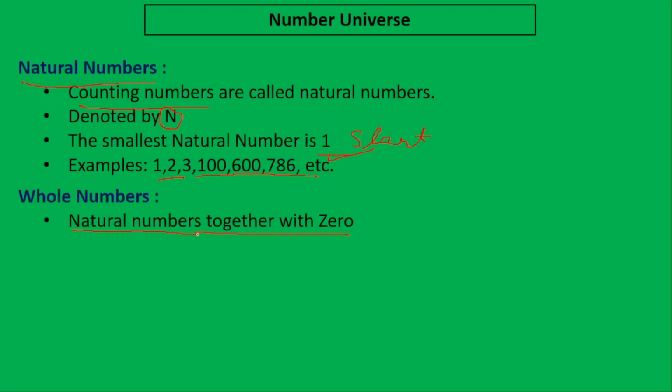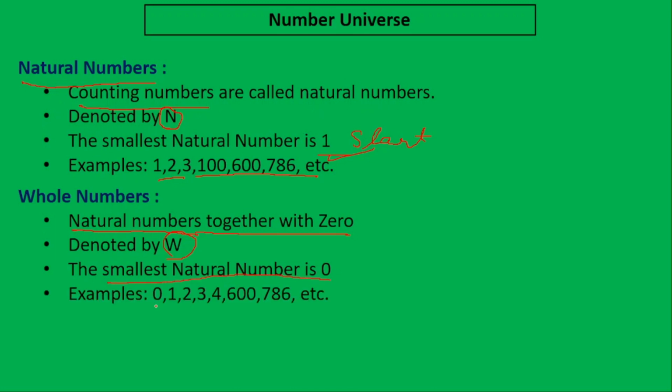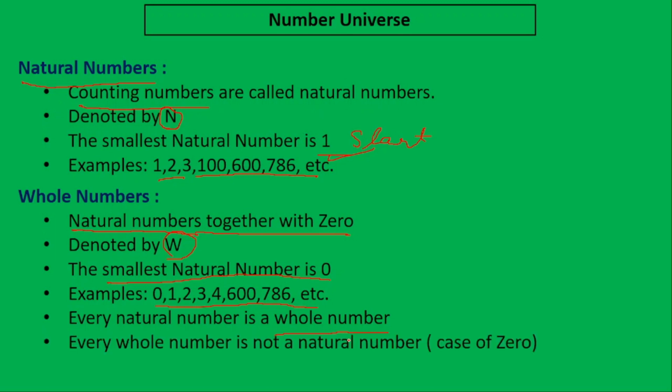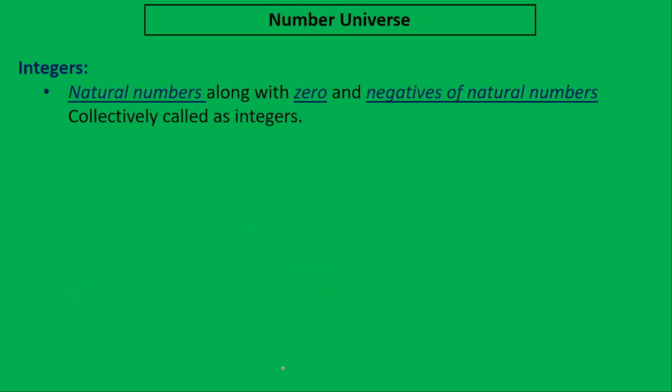Now whole numbers. Natural numbers together with 0. So 0, 1, 2, 3 all are whole numbers, denoted by W. Still we are not taking account of negative numbers. So the smallest whole number is 0. So 0, 1, 2, 3, 4. Every natural number is a whole number, right? But not every whole number is a natural number, because 0 is not a natural number.